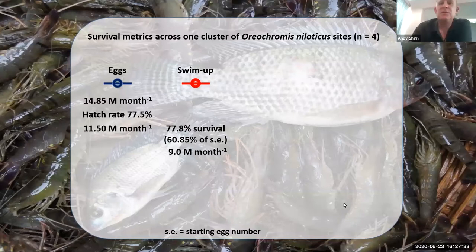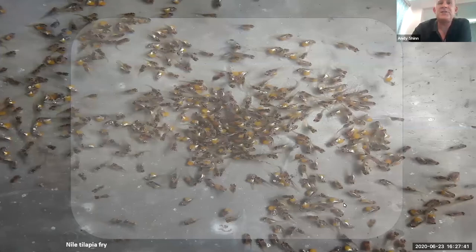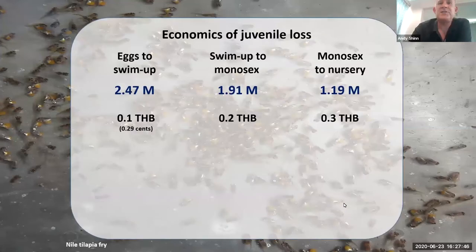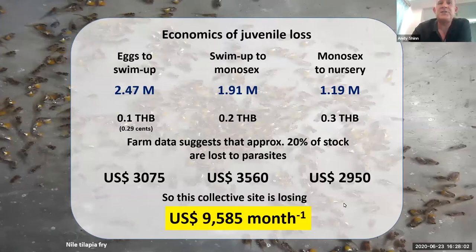Just if we start to think about putting some numbers to these, and here I've put Thai Baht. Again, please don't worry about these too much, but these are the number of stages that are lost. And if we start to apply these figures to the number of animals lost, then they begin to stack up pretty quickly. So what this actually means for this particular cluster of four hatcheries is that just by ignoring those two parasites alone, they're probably losing somewhere in the region of around $9,500 every month. And the question is, is this a figure that you really want to ignore?